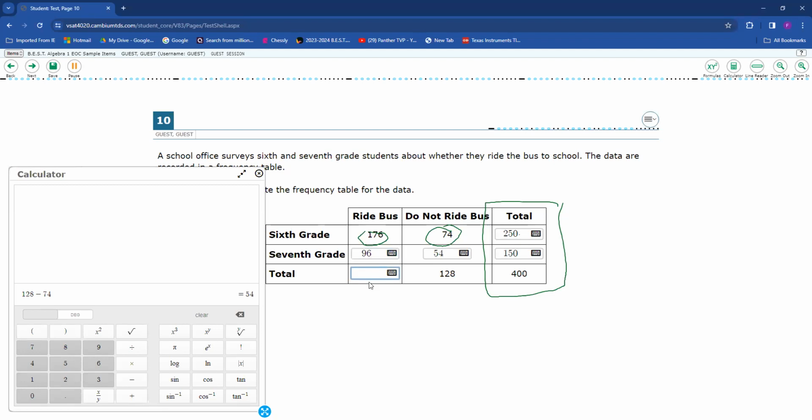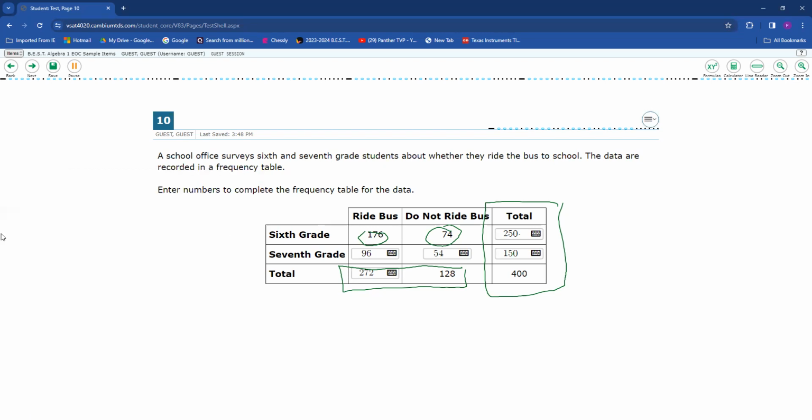And 176 plus 96 is 272. And we can double check. 250 plus 150 is 400. Also, 272 plus 128 has to also give us 400. Let's check that. So this is just as simple as adding and subtracting. So 272 plus 128 is 400. So we did this right, and we're ready to move on. Let me clear my drawings, and let's move right along.